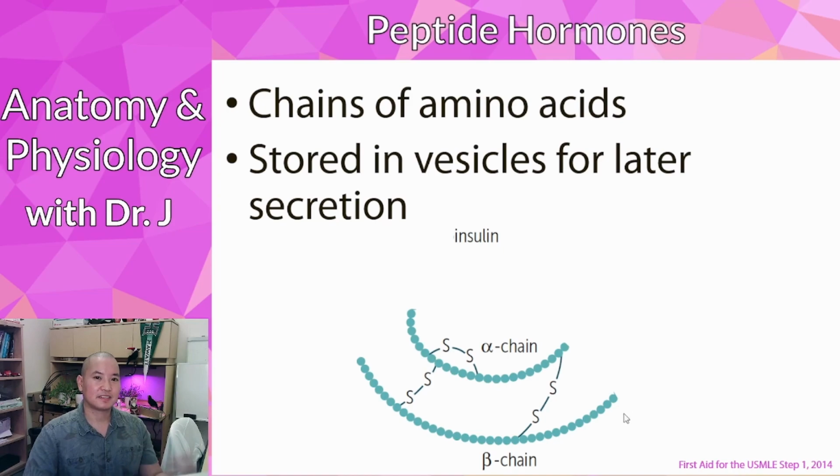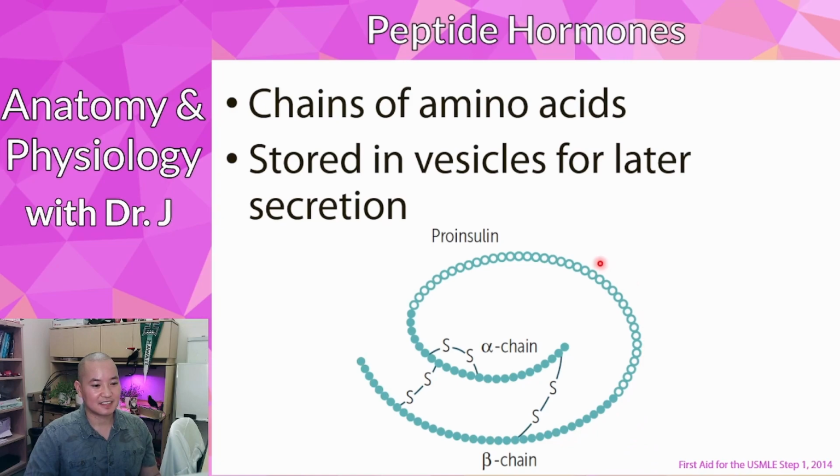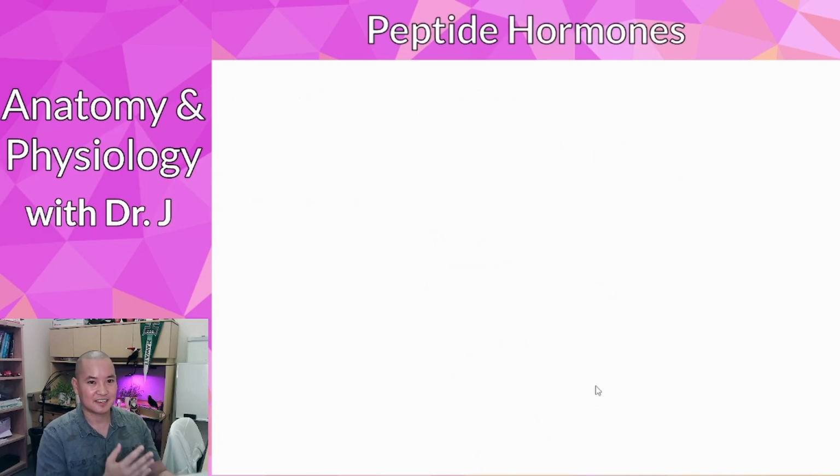But the funny thing about insulin is that when it's first made in your cells, it's not in this form. It actually starts out as one intact, big polypeptide chain. Once it becomes insulin, it cuts off this part right here. That part is called C-peptide. You don't need to know it at this level right now, but if you're going into medicine, it's a pretty important thing to know, because there are tests that also look at that protein.